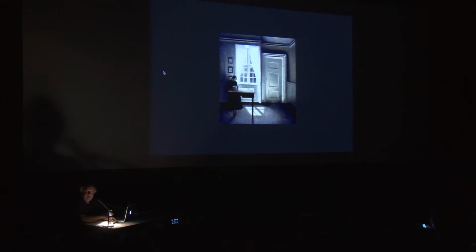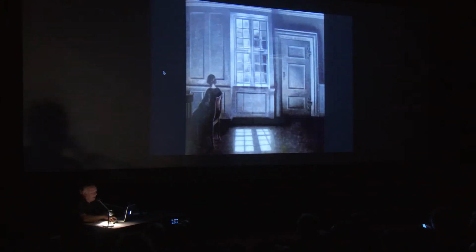Excuse me, when was this painted? When was it painted? I don't know the years, I don't know if I noted it down, but it's around the beginning of 1900.